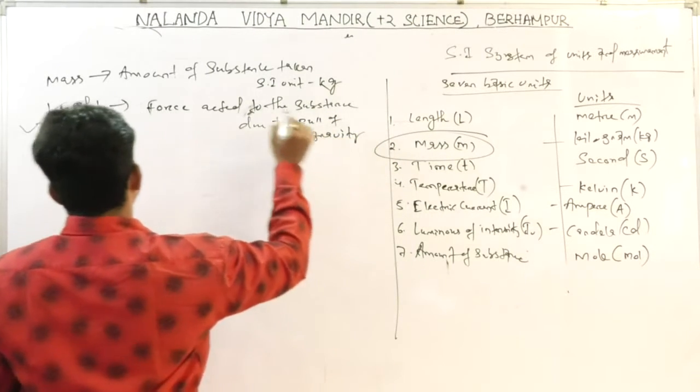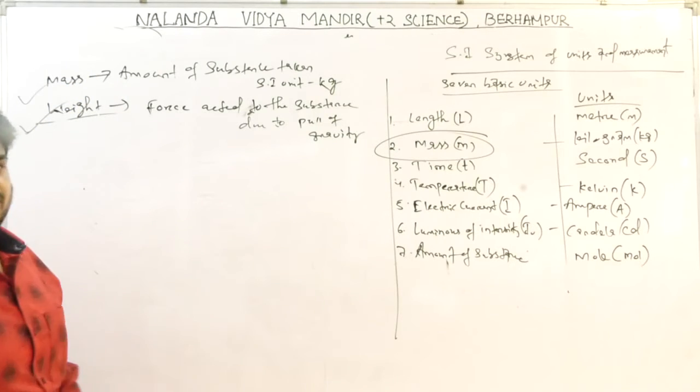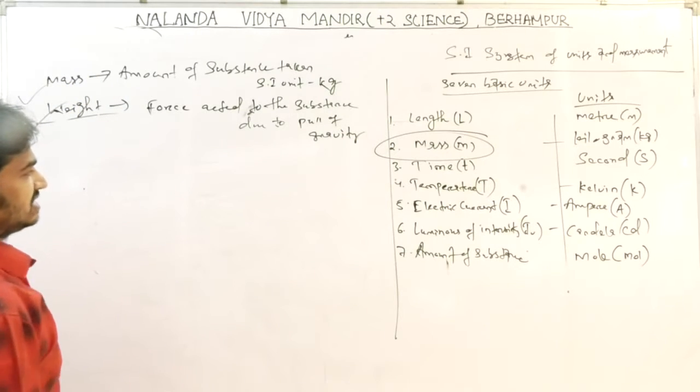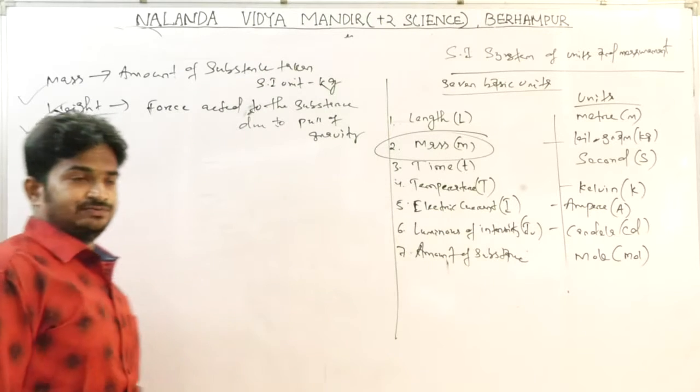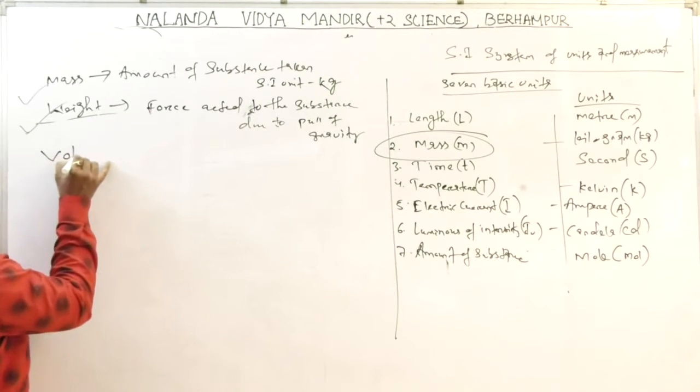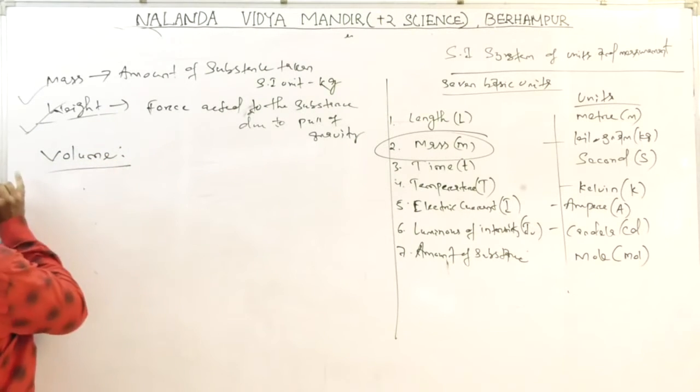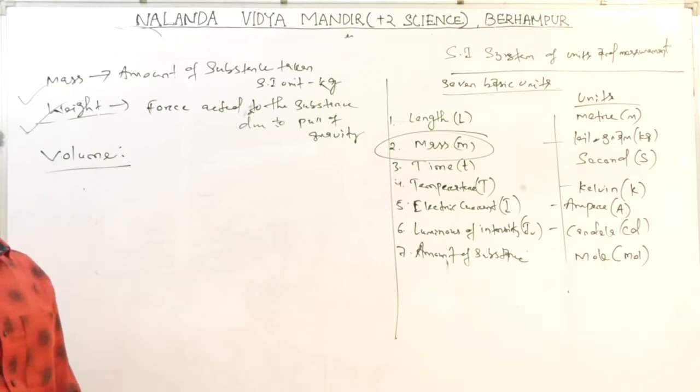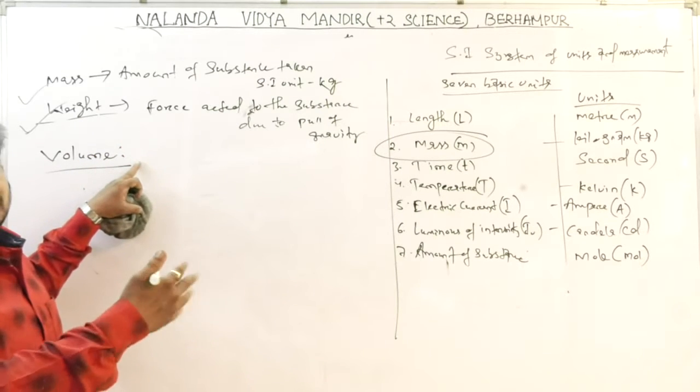Due to pull of gravity. This is the difference between mass and weight. Similarly, if we talk about the volume, what is the meaning of volume? So why am I telling all these things?